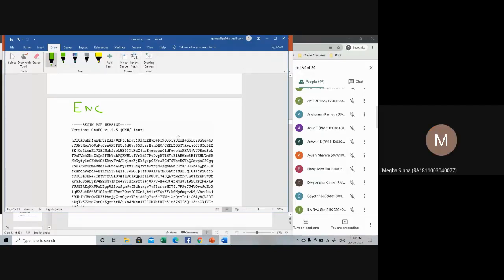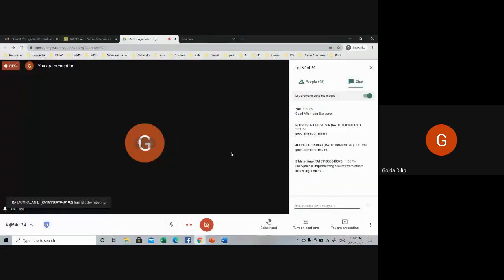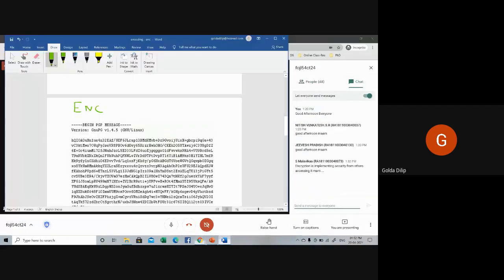Converting the information into a secret code, that's all. Somebody is trying to put the information in the chat window. Okay, Malavika is trying to respond: implementing security from others accessing it. Very good, Malavika, yes. Or as the other person said, transforming the data in order to keep it secret from others. For example, you're sending someone a secret letter that only they should be able to read, or you are sending a password securely over the internet.